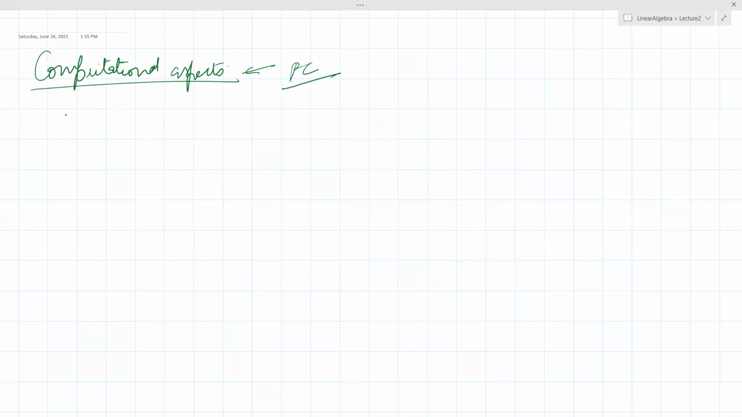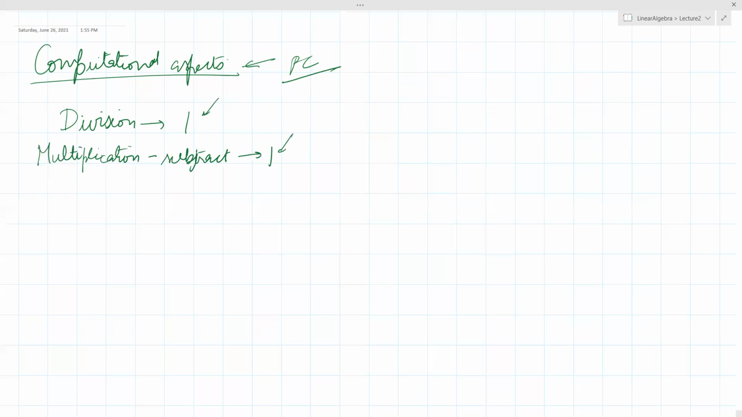Do we require a division somewhere? Yes, we require a division. So we'll say one time unit is required for a division. We also require a multiplication and subtraction. Let us call that whole combination a multiplication-subtraction step, so there is one step corresponding to that. Let us say that both of them are of equivalent complexity.